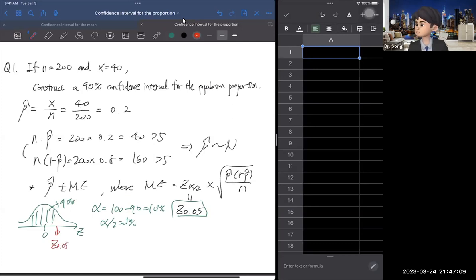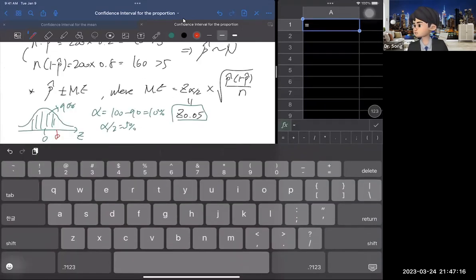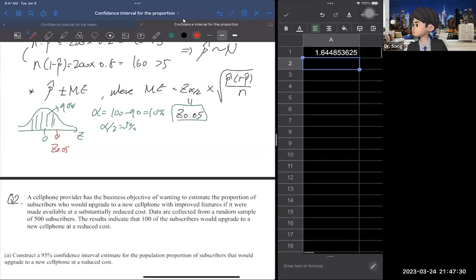In order to find this one, you need to use Excel, or the TI-84, or the table. Let me show you how to use Excel to find this Z critical value. So put the equal sign, NORM.INV, 0.95, mean equals 0, standard deviation equals 1. That is 1.645 up to 3 decimal places.